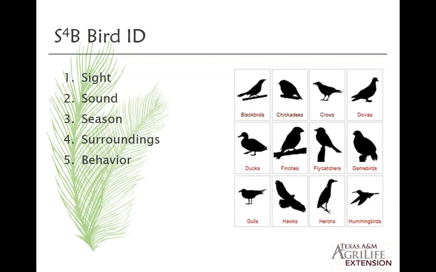S4B is an equation created by Dr. Glasscock with the Welder Wildlife Foundation to use in the field to identify birds. The 4 S's are sight, sound, season, and surroundings, followed by the B, behavior.